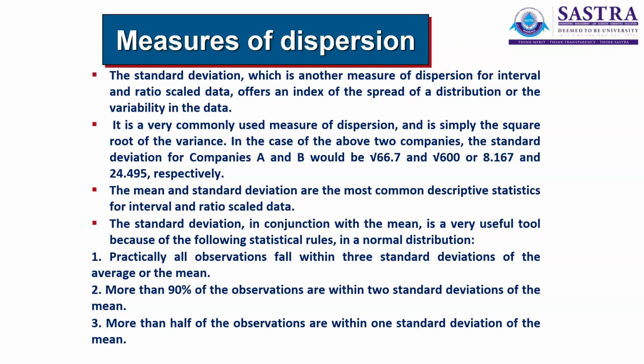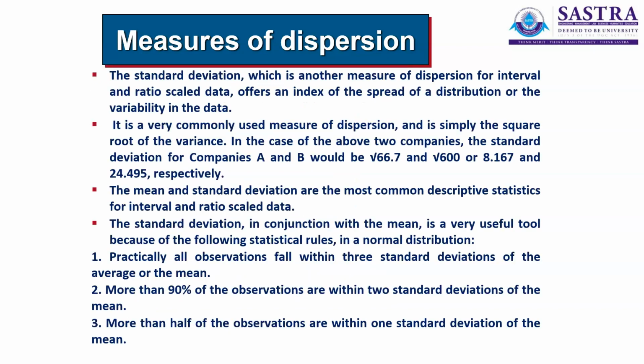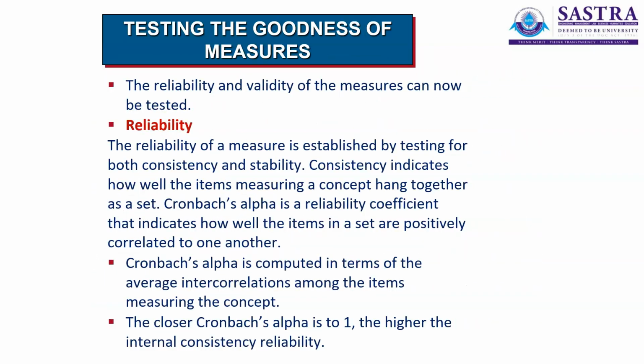Practically all observations fall within three standard deviations of the average or the mean. More than 90% of the observations are within two standard deviations of the mean, and more than half of the observations are within one standard deviation of the mean. With this, I have given the right input to help you understand the measures of dispersion: the range, variance, and standard deviation.